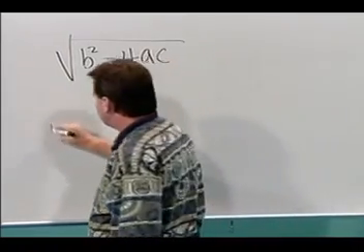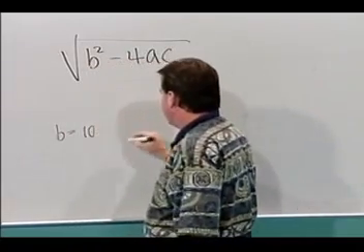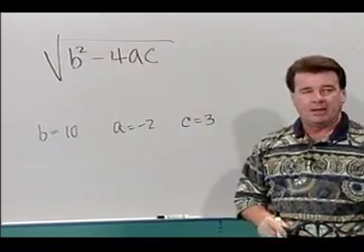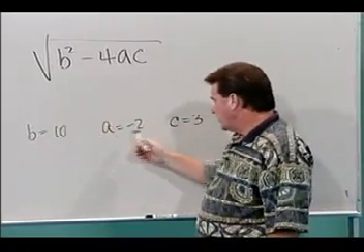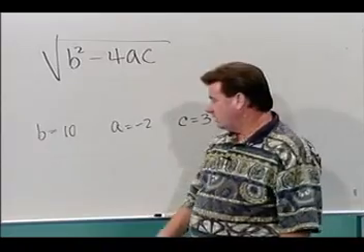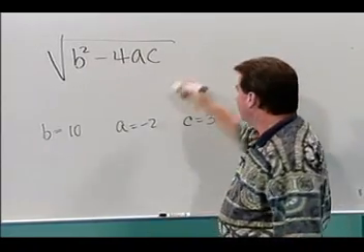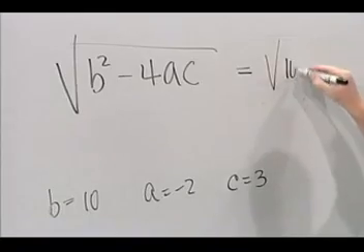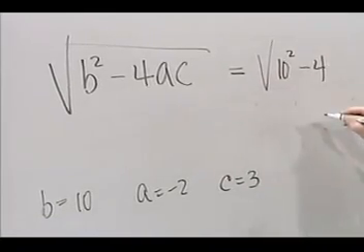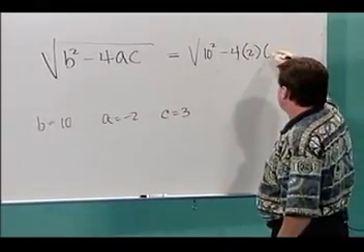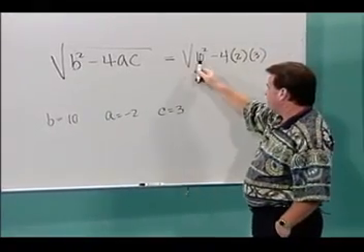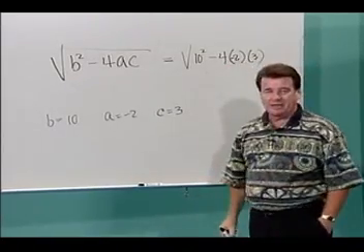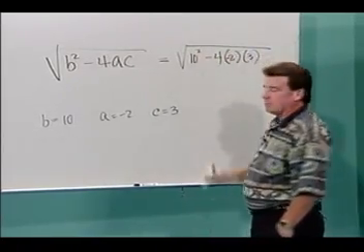So let's say that I said that B was 10, A was negative 2, and C was equal to 3. And I said, with this information, let's plug these numbers in and simplify. So what we're going to do is this. Everywhere we see a B, we're going to put 10. So it's going to be 10 squared minus 4, A is negative 2, C is 3. So I have my B squared minus 4AC, and A was supposed to be negative 2, so let me put that negative in there. It's always nice to copy the problem correctly.